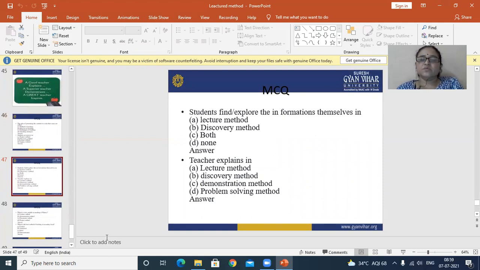Students explore the information themselves in: lecture method, discovery method, both, none. Teacher explains in: lecture method, discovery method, demonstration method, problem-solving method. So give your answer. You have four options.